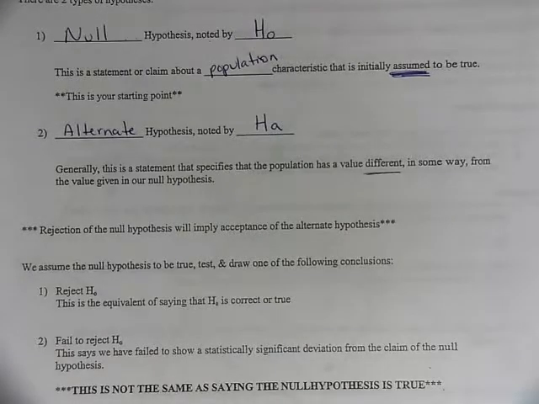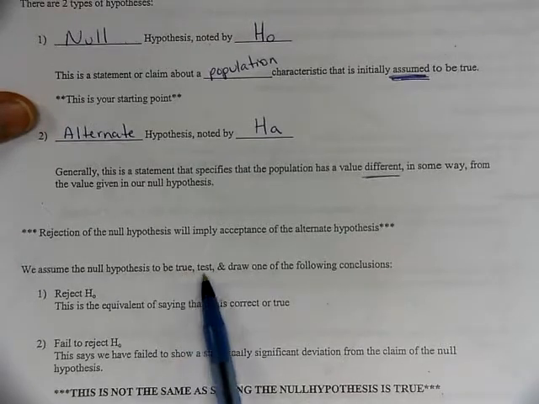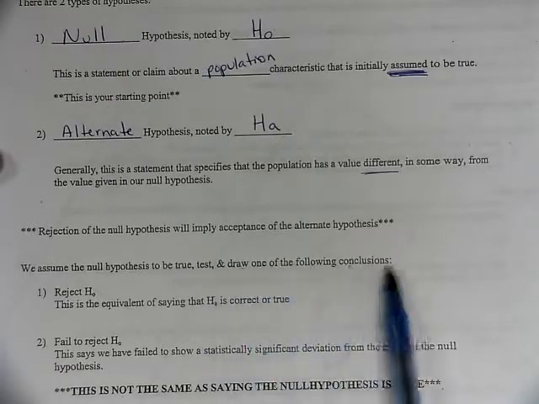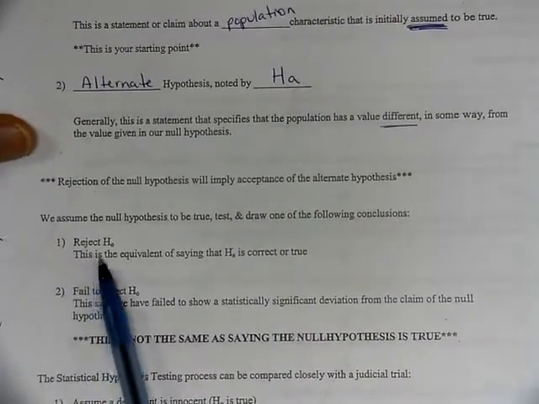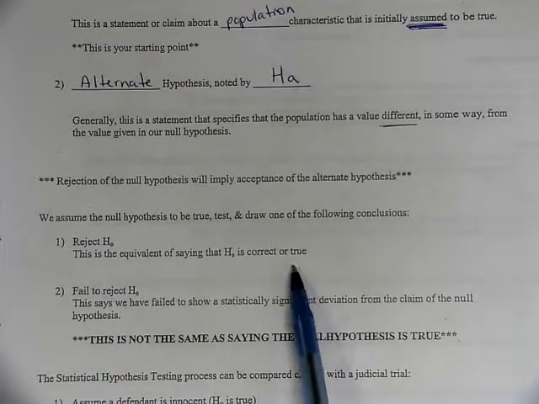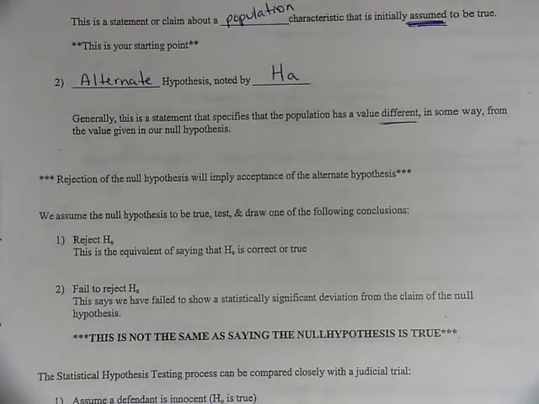So in a hypothesis test, we assume the null hypothesis is true. We test it using data and all our stuff from the first semester and draw one of the following conclusions. We either reject the null hypothesis. This is the equivalent of saying the H-A, or the alternate, is true. Or we fail to reject the null hypothesis. So this says we fail to show a statistically significant deviation from the claim of the null hypothesis. We don't necessarily say the null hypothesis is true. We either reject or fail to reject, because you're assuming it's true, so you don't ever really prove it is or isn't.